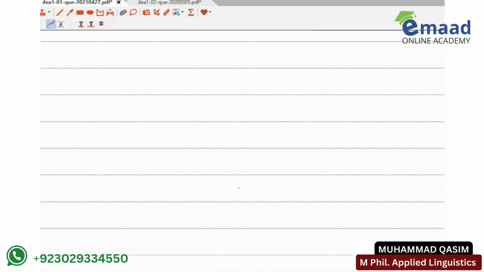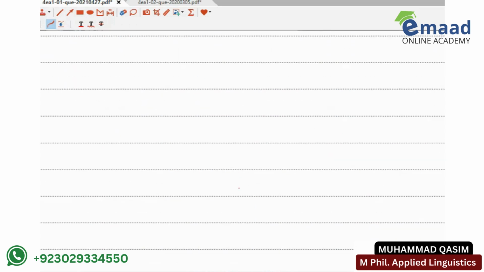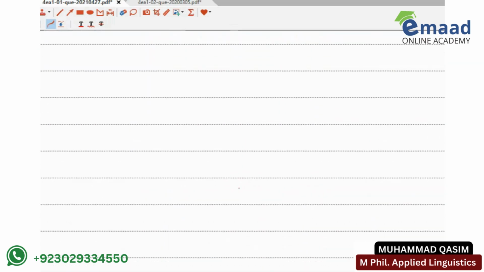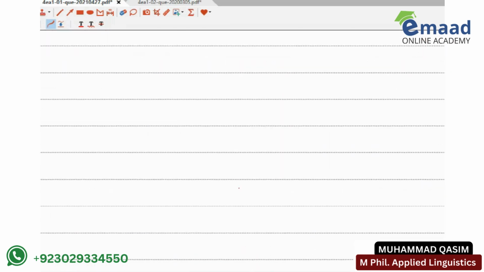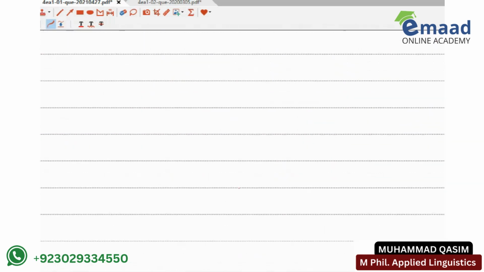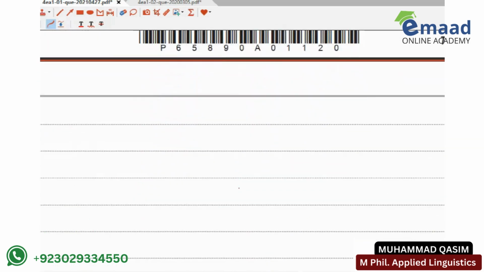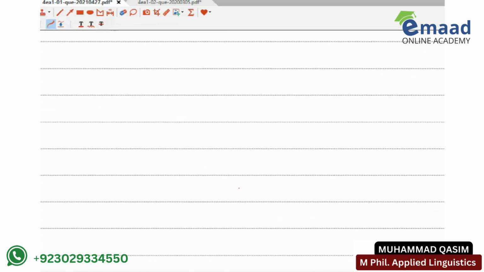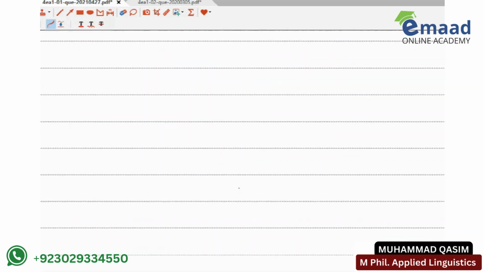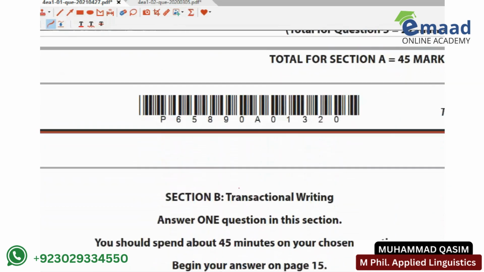Then comes the transactional writing. For this question you will have 22 marks. So a total of 45 marks is completed for the reading section of the paper. Let's now move to the writing section of the paper, that is transactional writing. Let me show you a sample question paper, how the transactional writing task looks. There is a very long space here for these 22 marks, so you can write a lot.